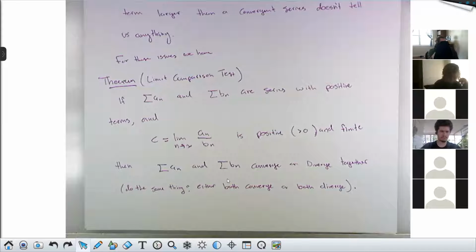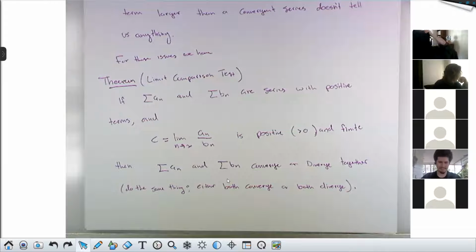Any other questions about the statement of the theorem? If they converge, we're not saying that they will converge on the same value, correct? Yeah, they don't necessarily have the same value. No, they just do the same thing with respect to convergence. They either are both finite or are both infinite. Was there another question there?